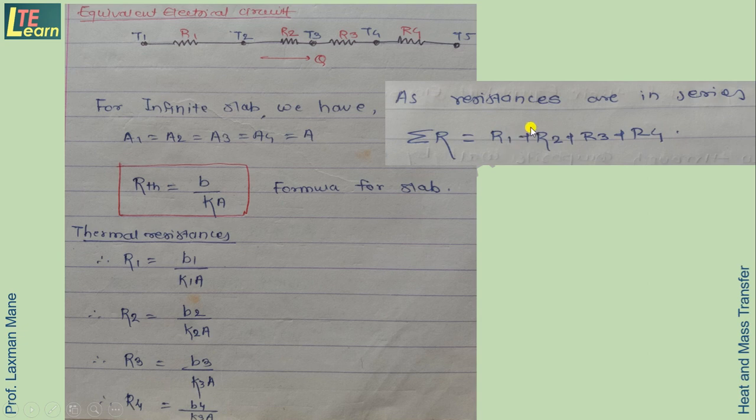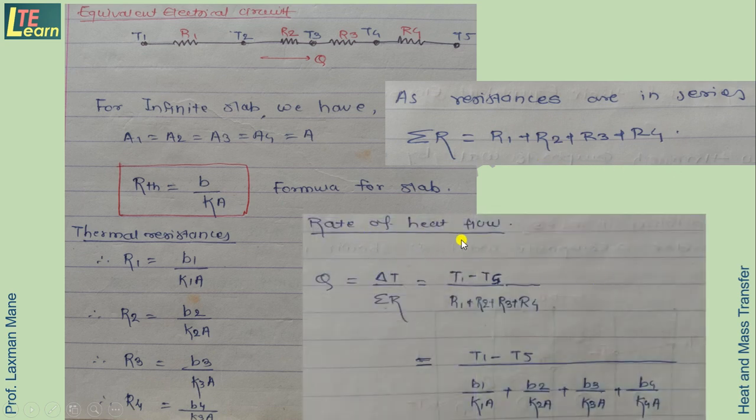As per resistances in series, we know that summation of R means the sum of all resistances. So here the rate of heat flow will be what? Delta T divided by sigma R. Delta T means the temperature difference between the extreme points. Here is temperature T1 and this is temperature T5. So T1 minus T5 divided by the sum of 4 resistances. Further, we can write the expression for each resistance in the denominator. So in this way we can write Q is equal to the formula.